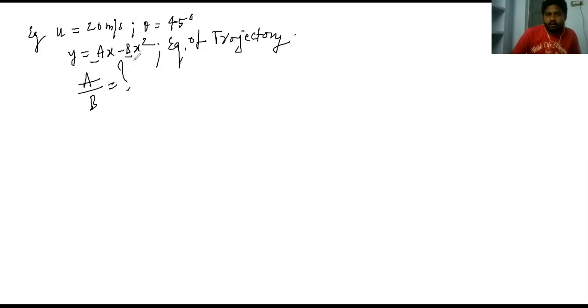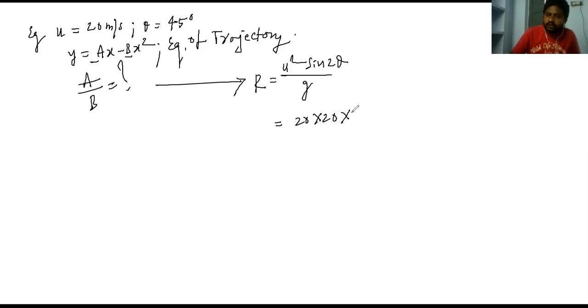Now, we know a by b is the range. So range is equal to u square sine 2 theta divided by g. U square is 20 into 20, into sine 2 theta, which is sine 90, is 1, divided by g. So this is 40. This is the question we had learned already. A by b value they have asked, that's the range.